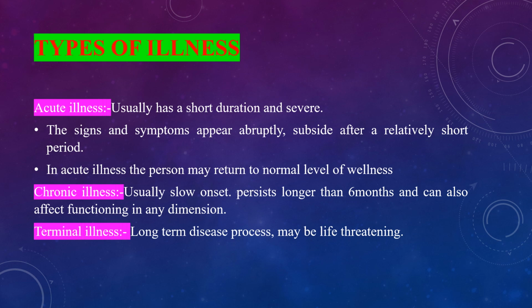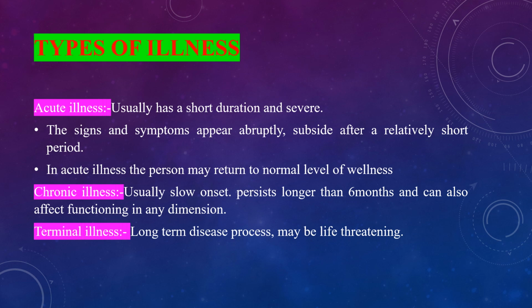Types of illness: acute illness, chronic illness, terminal illness. Acute illness usually has a short duration and is severe. The signs and symptoms appear abruptly and subside after a relatively short period. In acute illness, the person may return to normal level of wellness. It means acute illness is of short duration, only about 2 months, 3 months like that, but it is very severe.